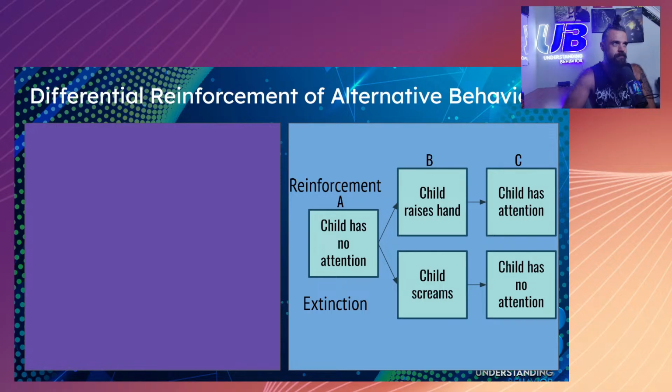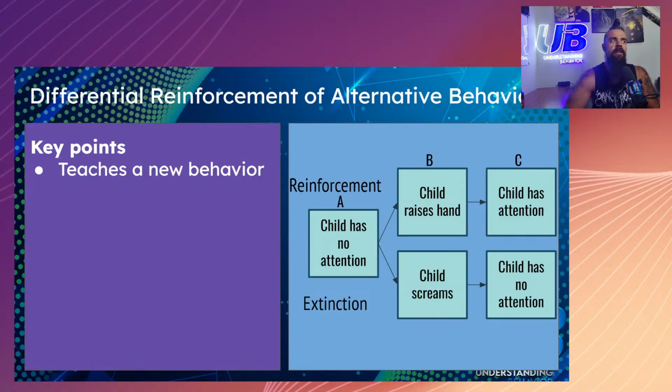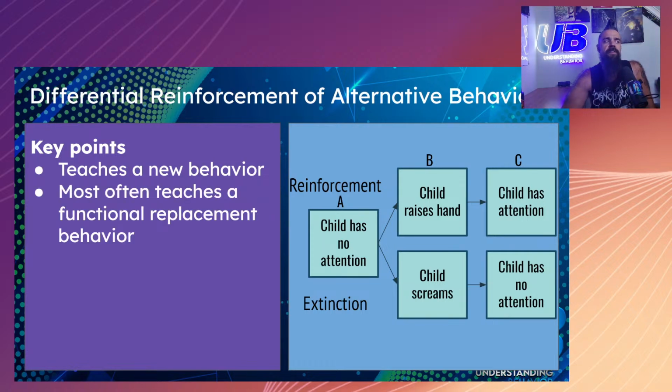So let's first talk about DRA, which stands for differential reinforcement of alternative behavior. In DRA, the main thing is that we're going to be teaching a new behavior. It might not be like a brand new behavior, but we're establishing a behavior that is not very present in their repertoire right now. Most often, this is going to be a functional replacement behavior.